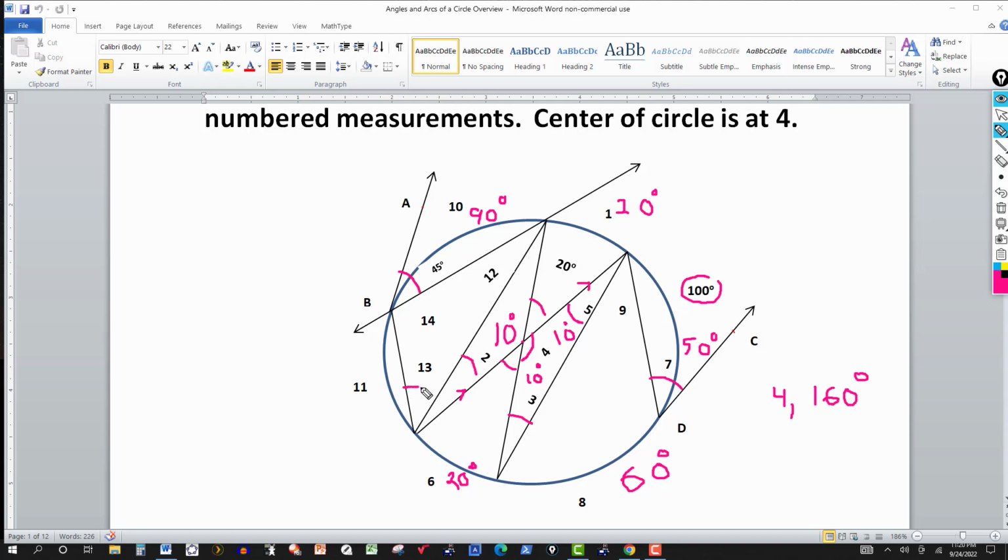Now let's look at angle 13 here. This angle right here, it's inscribed. Vertex is on the circumference, and it intercepts an arc of, right here, 90 degrees. So by rule then, the value of that would be half of 90. So this angle right here would have to be 45 degrees.